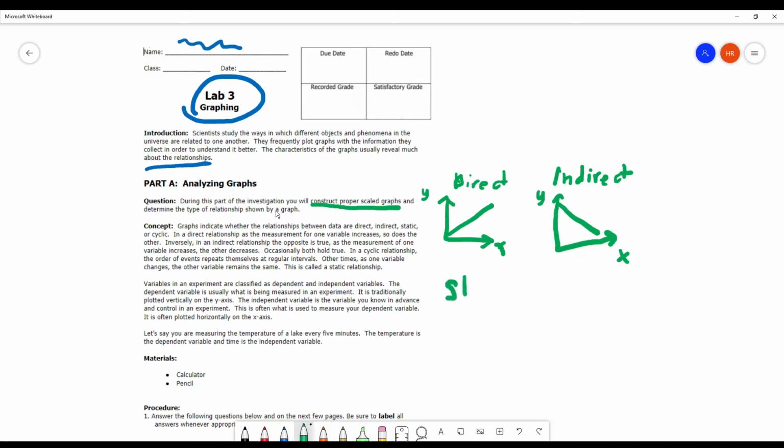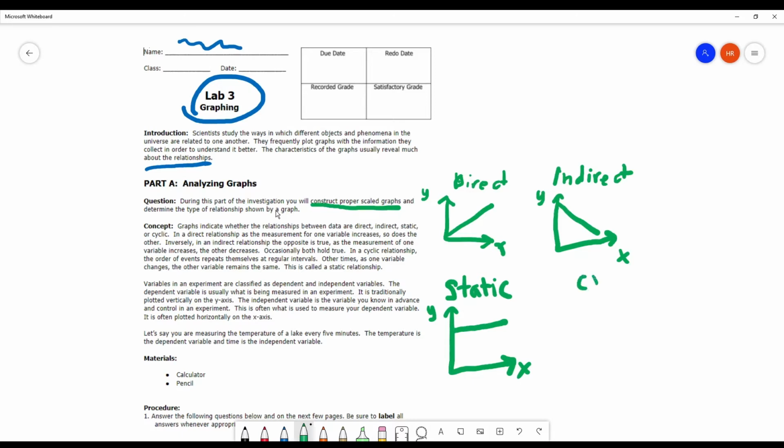Static means not moving or not changing. So it means the relationship between x and y doesn't change. The more time you spend at school, you're still the same height. You haven't grown.